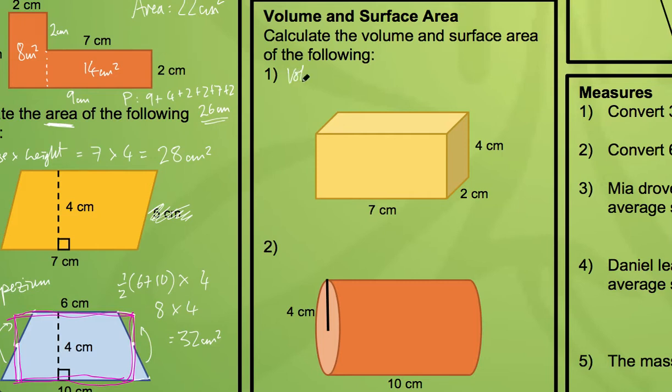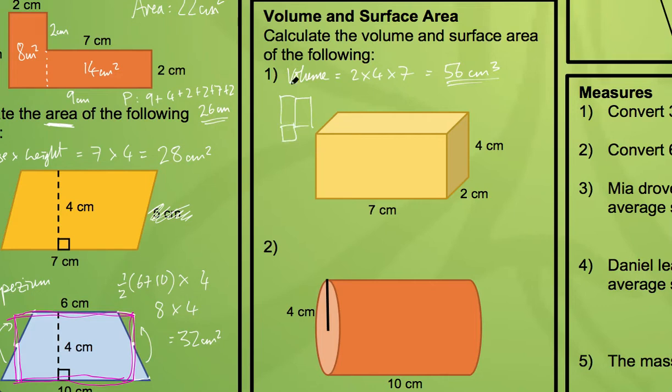So volume equals 2 times 4 times 7. That is 8 times 7, which is 56 centimeters cubed because it's volume, and we had centimeters times centimeters times centimeters, making centimeter cubed. Surface area is more complicated. I need to think about the net of the shape.